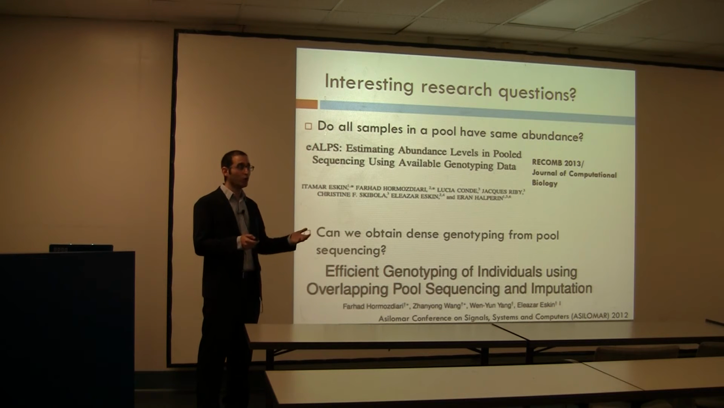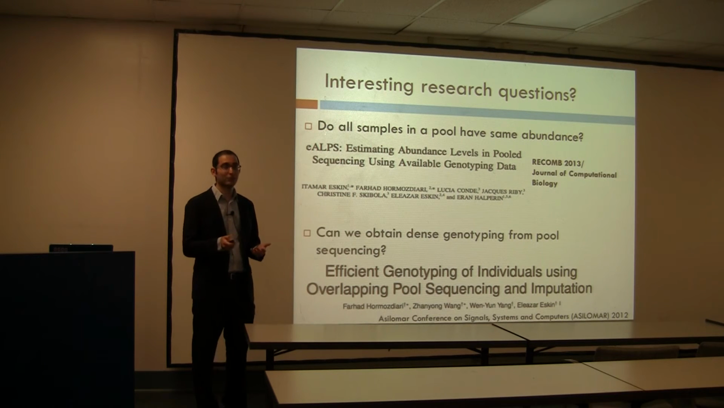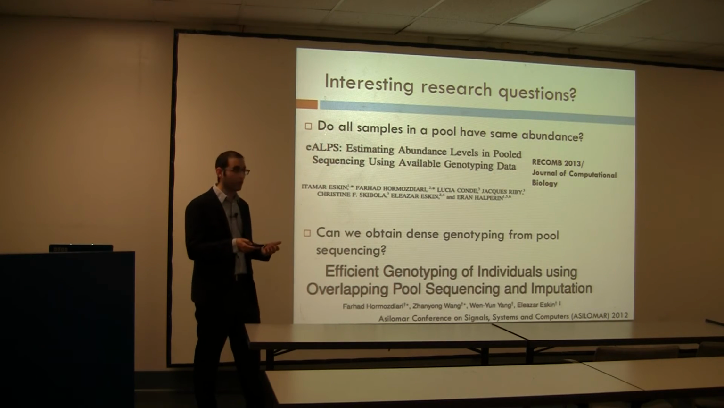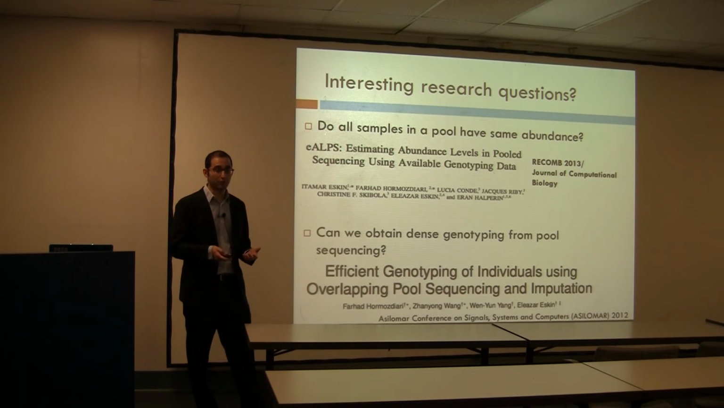Which means, do all individuals have the same abundance? And actually the answer to the question is no. Some individuals will contribute more and some individuals will contribute less. And this work was actually published in Recon, where we have a nice likelihood model to find the right abundance for each of the individuals.